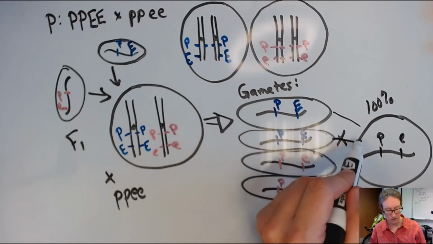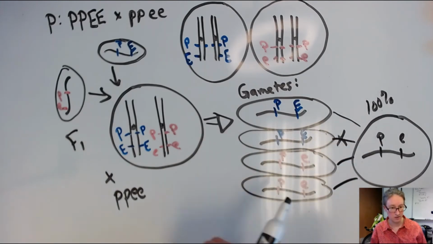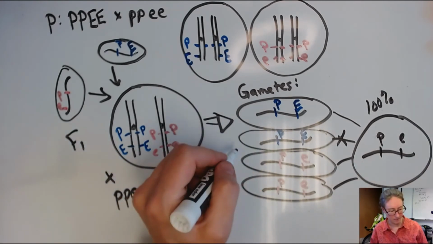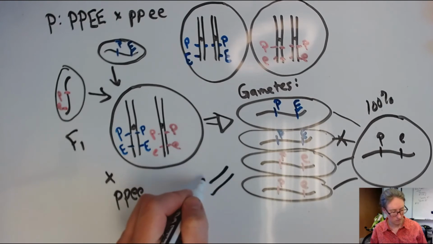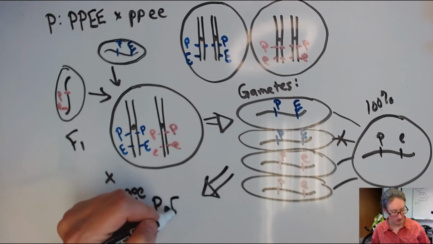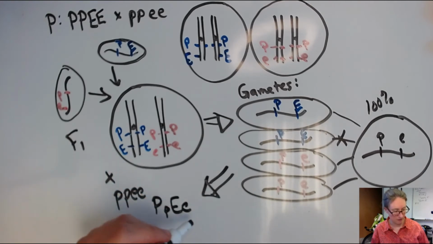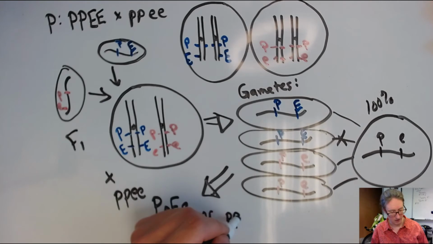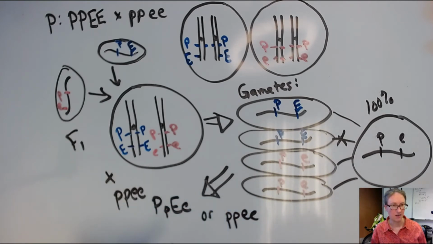And so now if we look at all those possible combinations, you should see that there's only really two outcomes here, right? So the offspring will either be big P, big E, little e, or little p, little p, little e, based on this idea that these two genes are linked and found on the same chromosome.